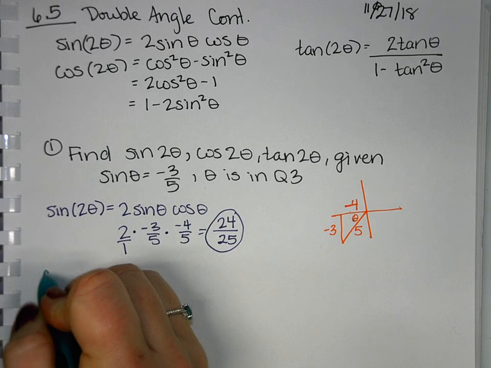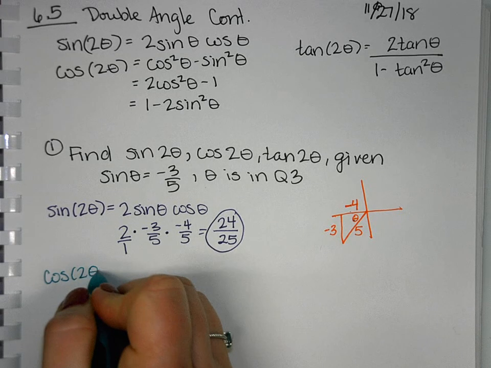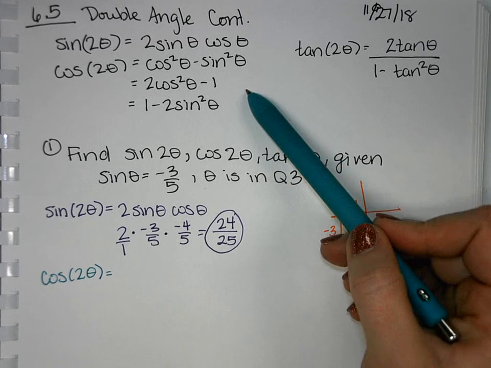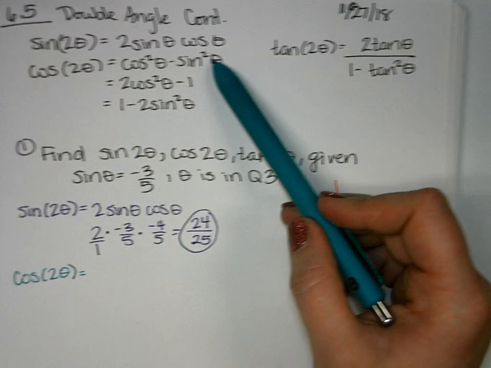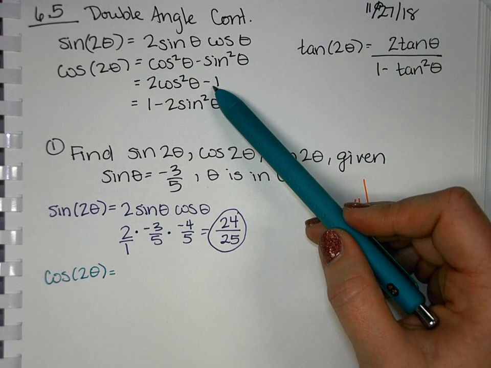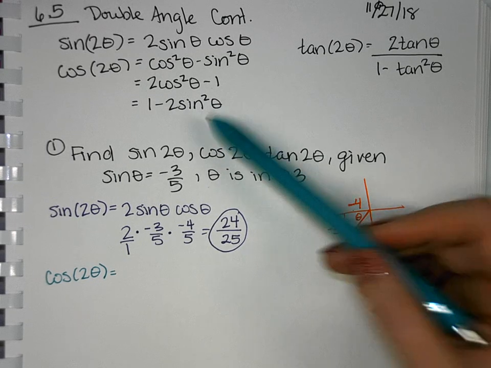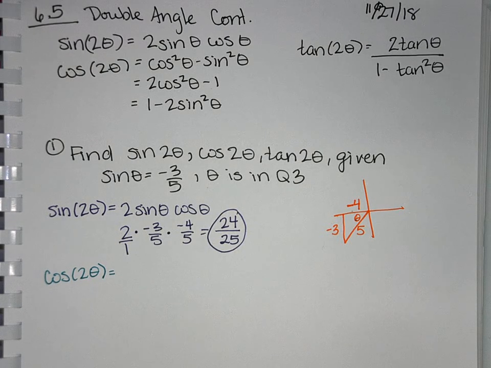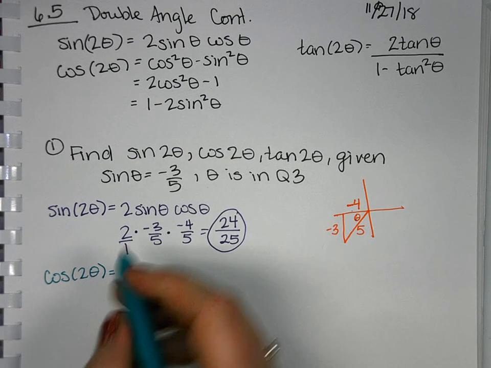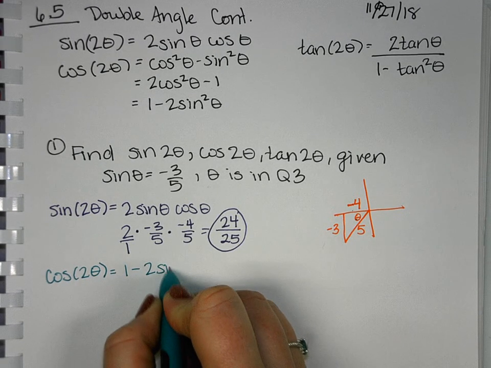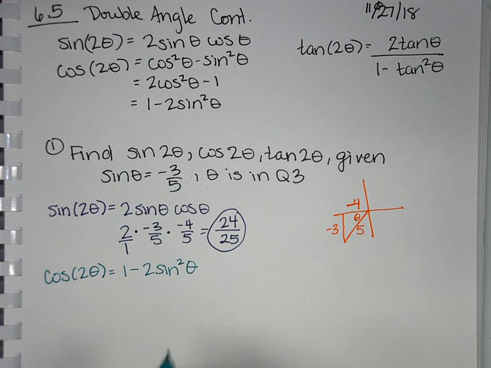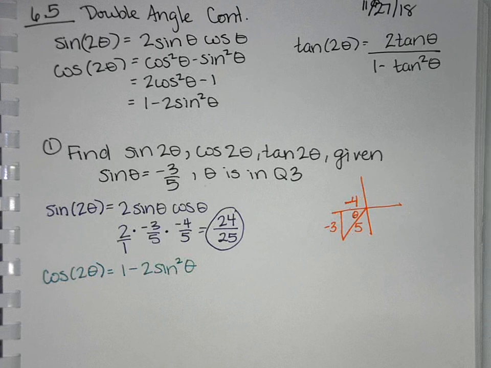Now we're going to go on to cosine of 2 theta. Because it doesn't specify, we can use whichever form of formula we want from our list of 3 here. So we can either do cosine squared minus sine squared, 2 cosine squared minus 1, or 1 minus 2 sine squared theta. They're all going to give you the same answer. So pick one and go with it. I went ahead and chose the 1 minus 2 sine squared theta. The only reason I chose it is because they gave me sine, so I don't have to worry about looking at my triangle. But it doesn't matter which one of the 3 you choose, they'll all give you the same result.